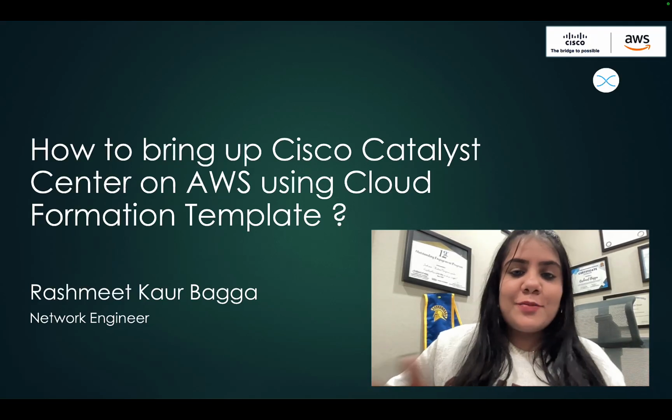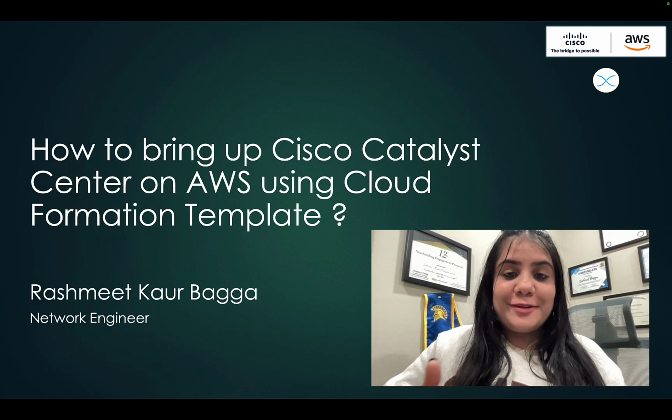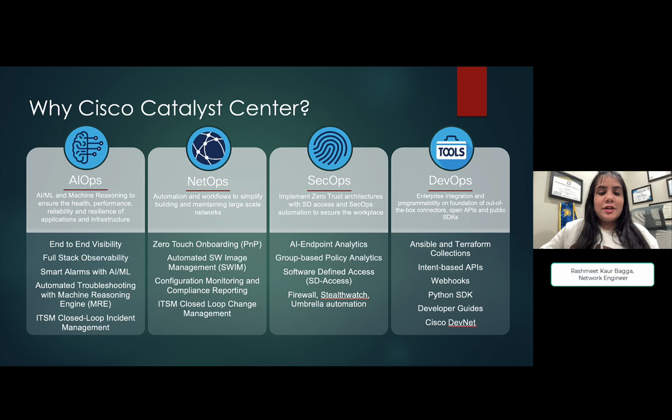In this video, I'm going to show you how to install Cisco Catalyst Center on AWS. So Cisco Catalyst Center is the network management and monitoring tool that basically helps us to automate the bring up of network devices like switches, routers, wireless LAN controllers, access points.